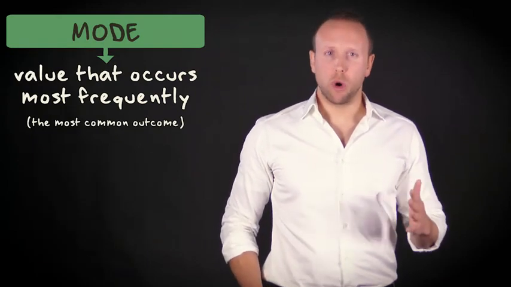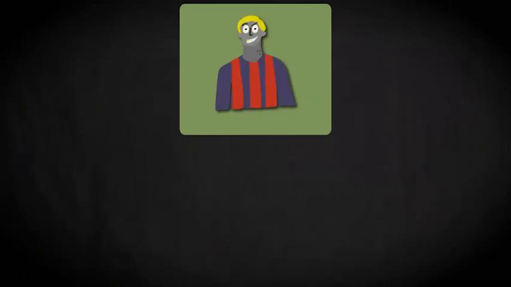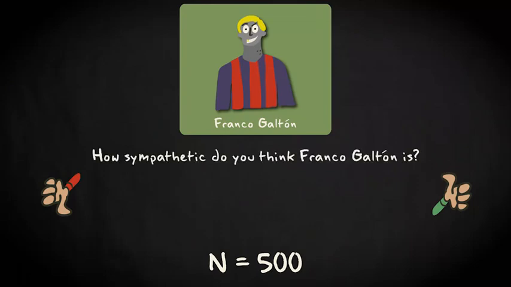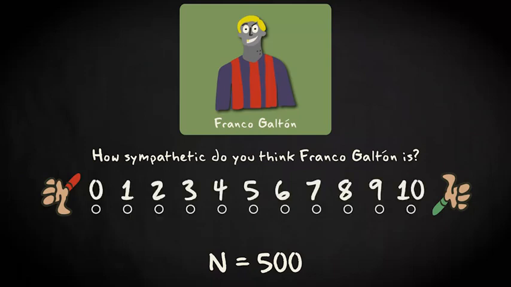You can also have more than one mode. Imagine that there exists a football player that strongly divides football fans. Some people find him very sympathetic, while others find him strongly unsympathetic. Let's name this player Franco Galton. Imagine you have asked a representative sample of the Spanish population of 500 respondents what they think of Franco Galton. Your respondents could indicate on a scale from 0 to 10 how sympathetic they think he is. 0 refers to very unsympathetic and 10 refers to very sympathetic.